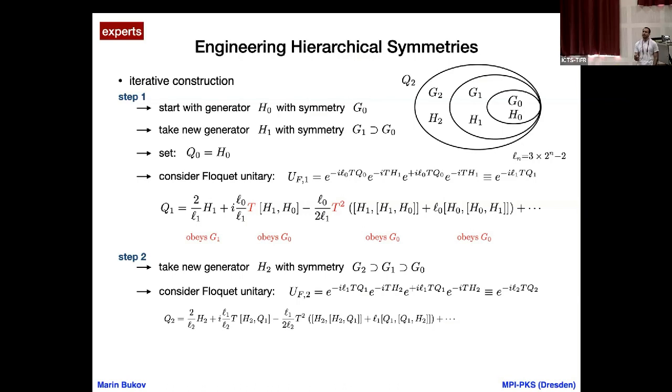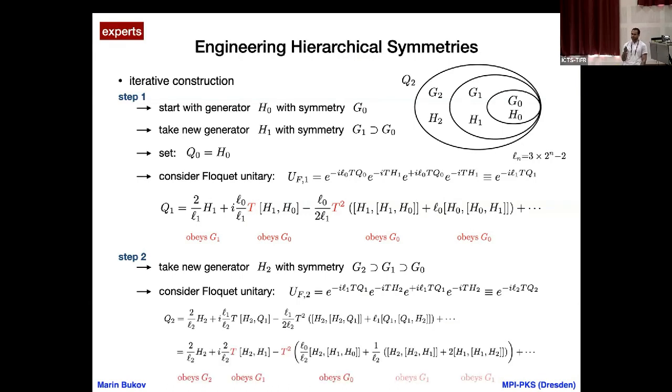What I need to do is plug in Q1 and reorganize terms. And when I do this, I find the expression below. So let's take a look at it once again. The leading order term now is H2, which obeys the symmetry group G2 by construction. The first order correction has the commutator of H2 and H1, and now the biggest symmetry group between H2 and H1 is G1. So it obeys G1.